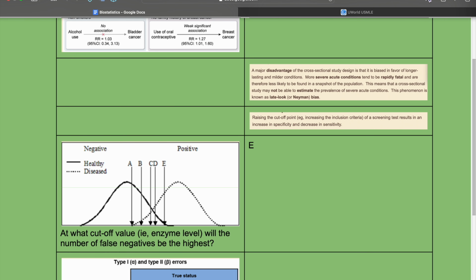What? That's crazy. Okay. Raising the cutoff point, for example, increasing the inclusion criteria of a screening test results in an increase in specificity and decrease in sensitivity.